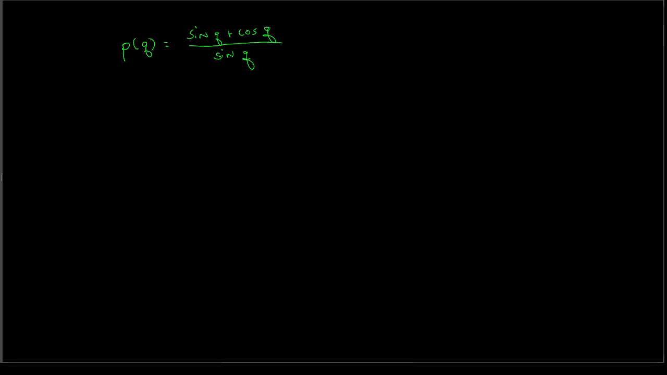Alright, so we're going to look at taking the derivative of this function. We have p as a function of q, and we have sine q plus cosine q over sine q. So we're going to have to use our quotient rule. So we'll say u is equal to sine q plus cosine q, and v is equal to sine q.